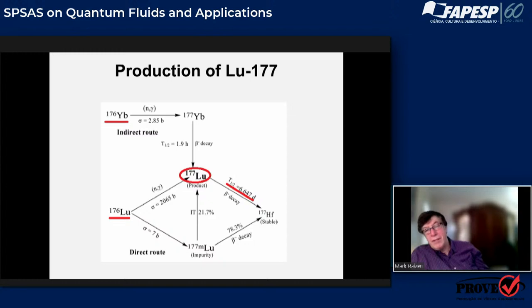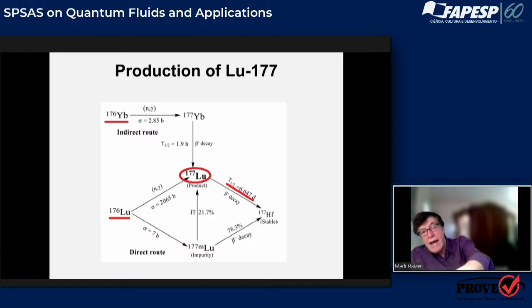The reason people haven't used it up till now is because you have two problems. One is chemistry can no longer remove lutetium-177 from lutetium-176, so you typically make low specific activity material. The other problem is that you co-produce a long-lived impurity, which is lutetium-177m, and that has a half-life of 160 days. That's a big problem.